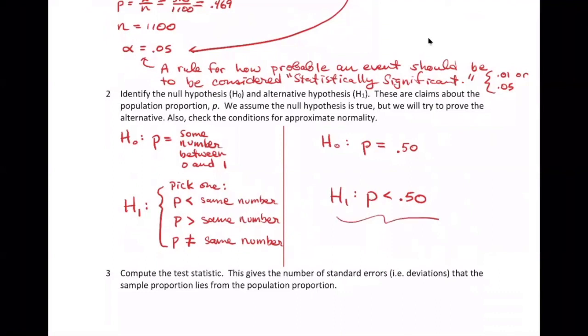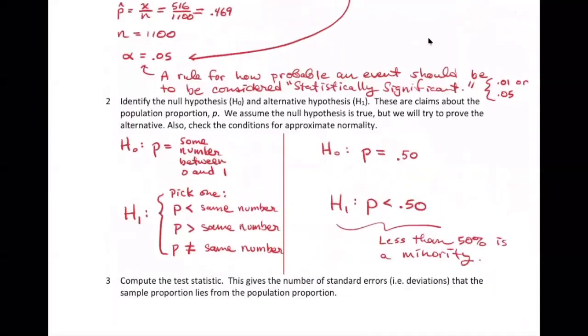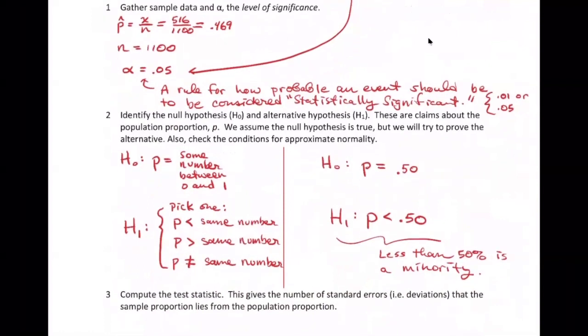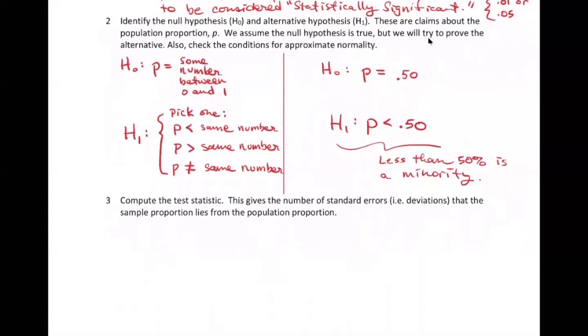Let's make a note here. Less than 50% is a minority. Okay. But they can say it's a majority too. I mean, it's up to them. The sample data, again, 46.9% seems to support this, but remember there's a margin for error in that statistic. And so mostly this process is making sure we're not fooled by that error that comes about when you sample.